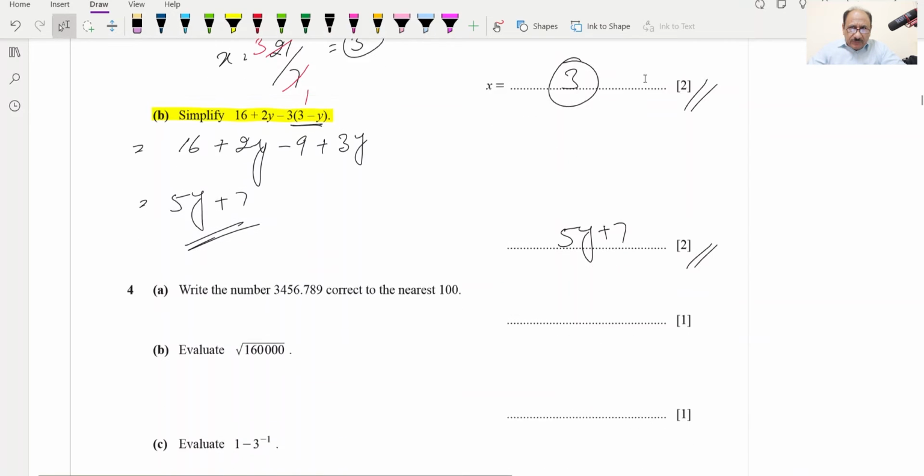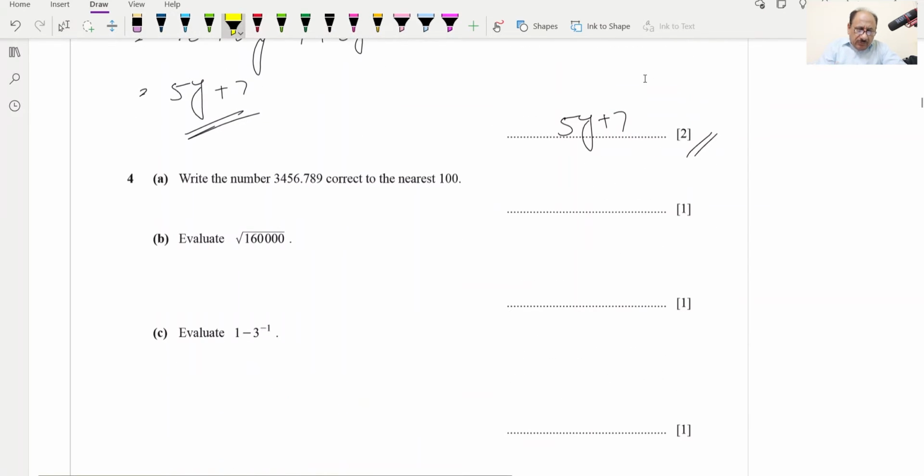This is a 2-mark question. Question number 4, write this correct to the nearest 100. Nearest 100 is what? 3, 4, 5, 6.789.